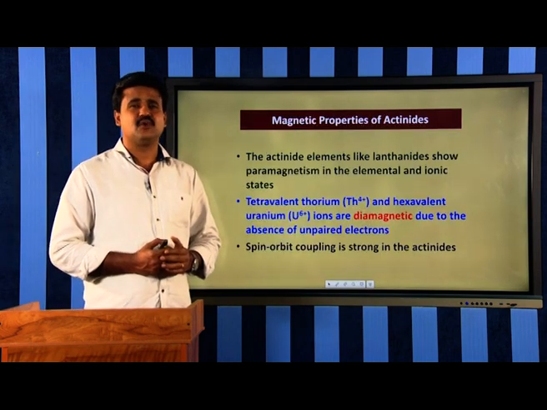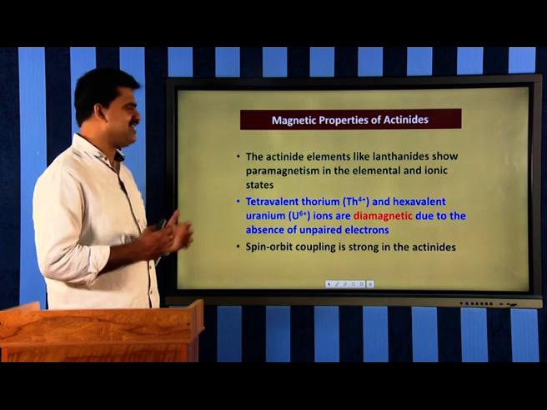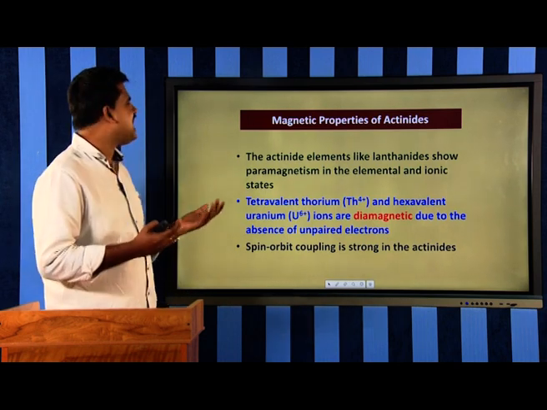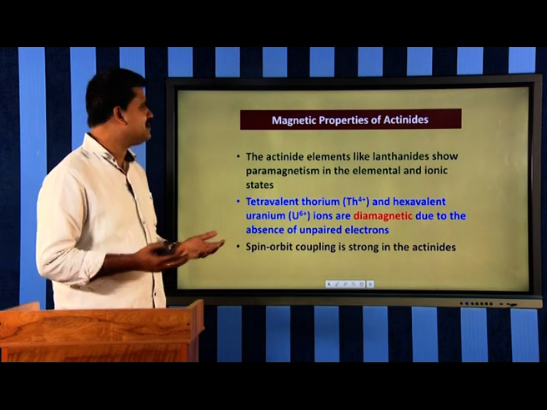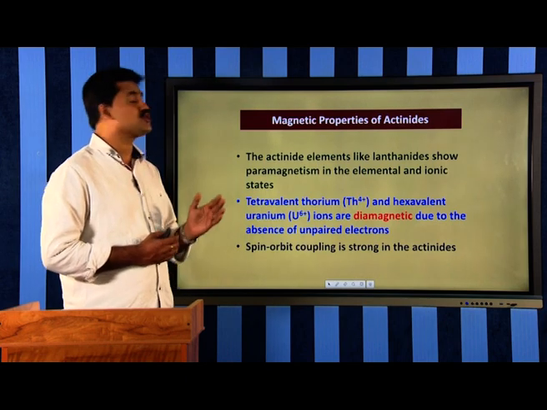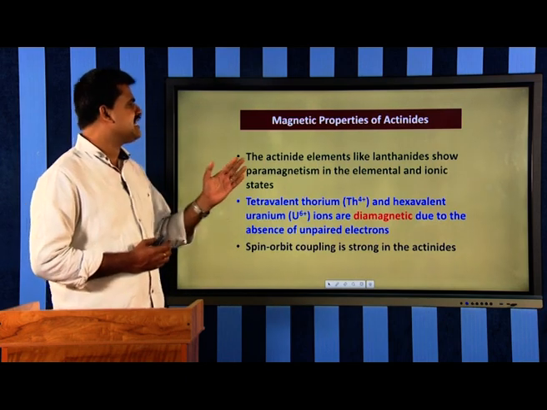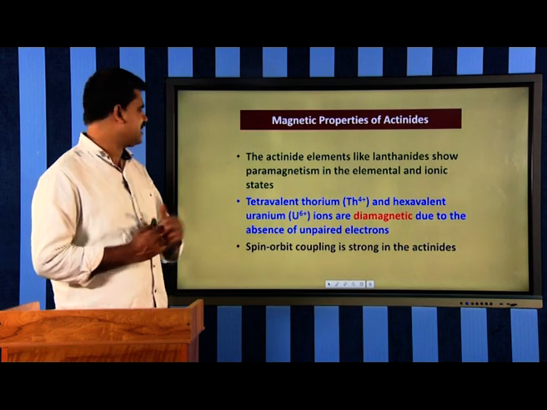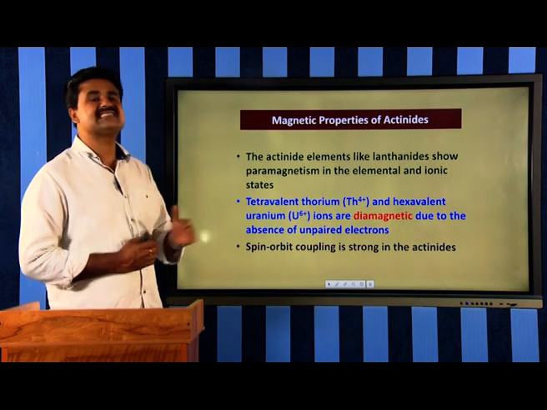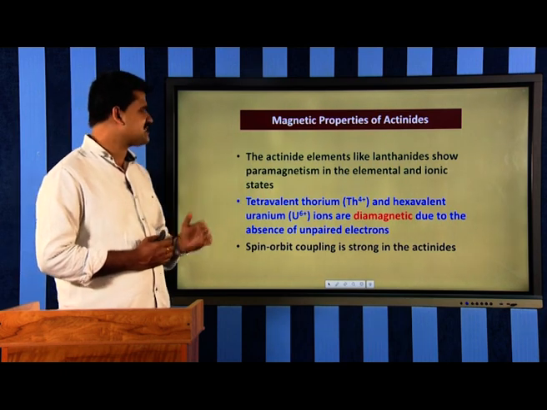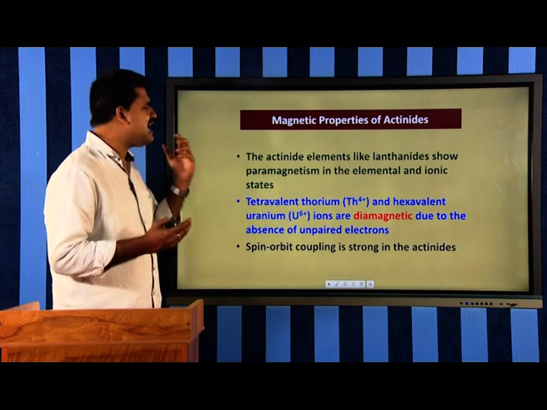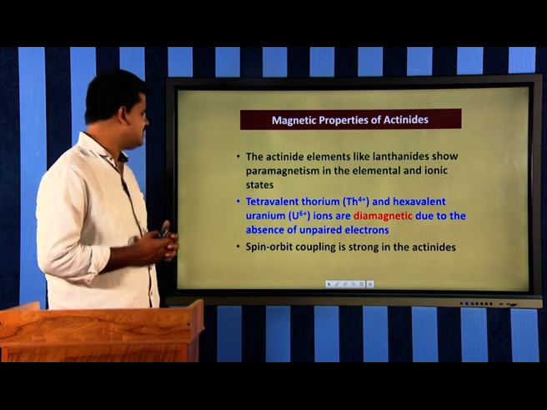Magnetic properties of actinides. As we are all aware, magnetic properties are caused by the presence of unpaired electrons in the element or in the ion. The actinide elements, like lanthanides, show paramagnetism in the elemental as well as in the ionic state. Tetravalent thorium, Th4+, and hexavalent uranium, U6+ ions, are diamagnetic. This is exclusively due to the absence of unpaired electrons in them.